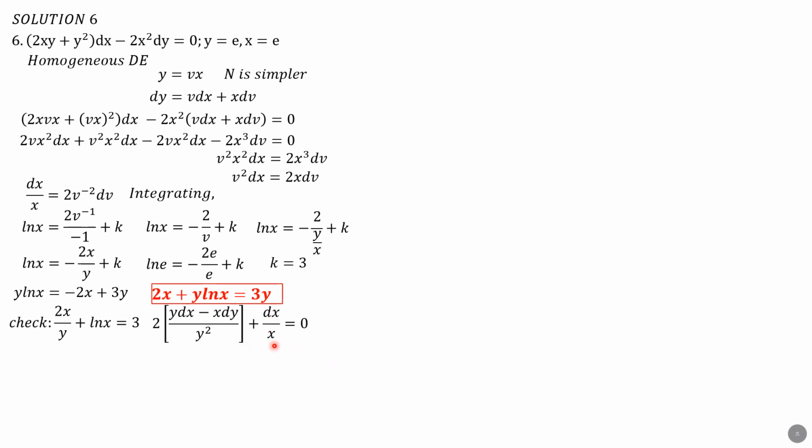Multiply everything by x y square. So this is 2x y square times y dx divided by y square. So it becomes, after we multiply, x y square will cancel. 2x times y is 2xy dx, which is present here, 2xy dx. Then 2x times negative x dy is negative 2x squared dy. Then x y squared divided by x is y squared dx, which is present there.